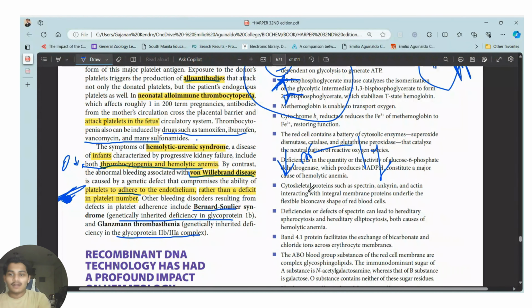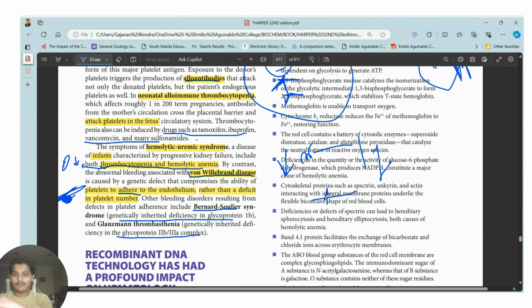By contrast, sometimes abnormal bleeding is caused in a case of von Willebrand disease. It is a genetic defect which compromises the ability of the platelets to adhere and aggregate. Let's say this is our skin and there is some bruising or some cut on the skin, or some tissue, not inside the body. If a clot forms inside, it's very dangerous.